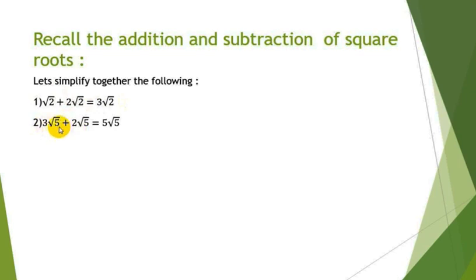Part 2, we have 3 radical 5 plus 2 radical 5. We must add the numbers outside the radical because we have the same radical, which is radical 5. 3 plus 2 equals 5, then the answer is 5 radical 5. Part 3, here we have subtraction of radicals, same as the addition. 4 radical 7 minus 2 radical 7. The same radical 7, then we must subtract: 4 minus 2 equals 2. Then the answer is 2 radical 7.